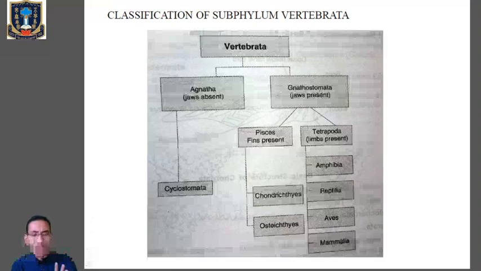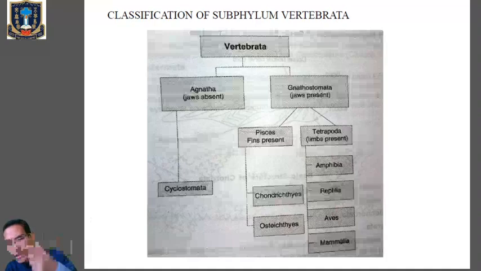So when we look into the subphylum Vertebrata, it is divided into two superclasses, we can say groups also. One is Agnatha, without the jaw, and number 2 is Gnathostomata, which bears the jaw in their mouth.